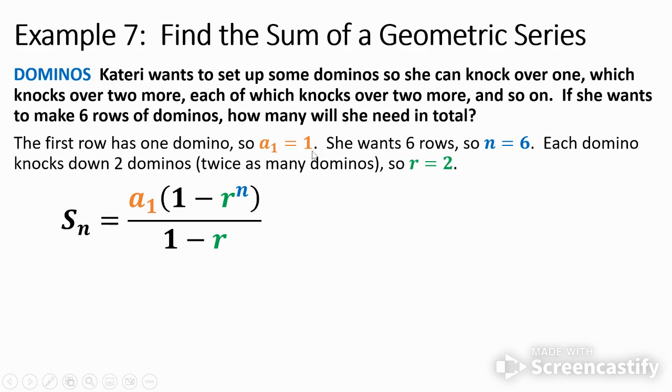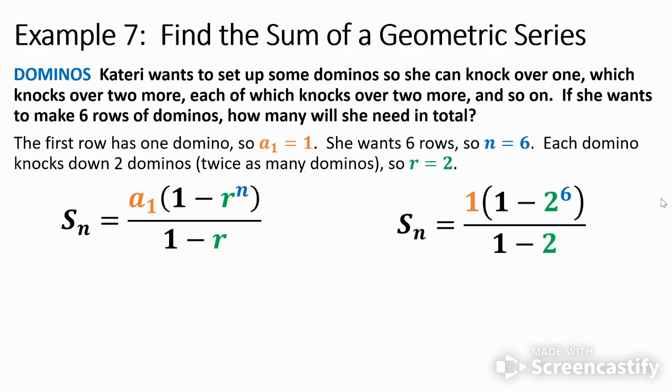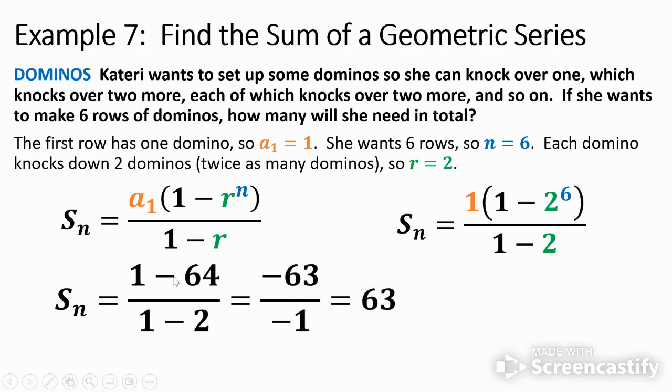So now that I know my first term, my number of terms, and my common ratio, I can plug them into the formula. By simplifying, 2 to the 6th power is 64. You can use a calculator for that, or you can brute force calculate that on paper. But 2 to the 6th is 64. 1 minus 64 will be negative 63. And negative 63 times the 1 up front still leaves us with negative 63. So we simplified the numerator, and it became negative 63.